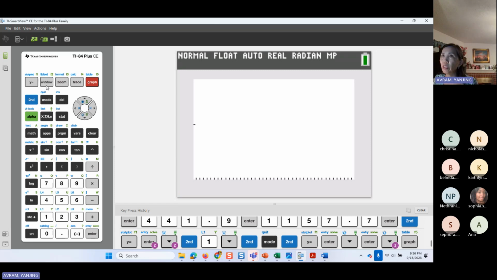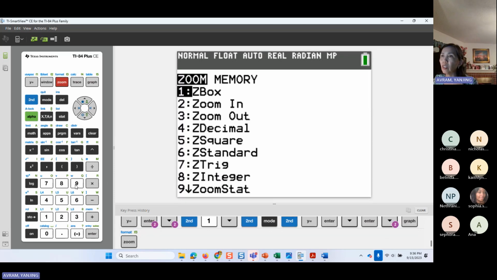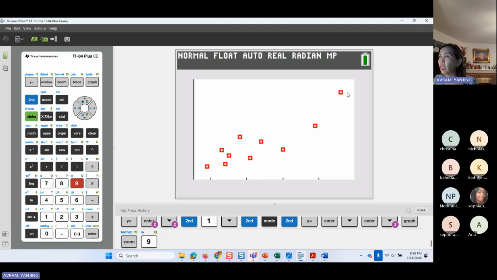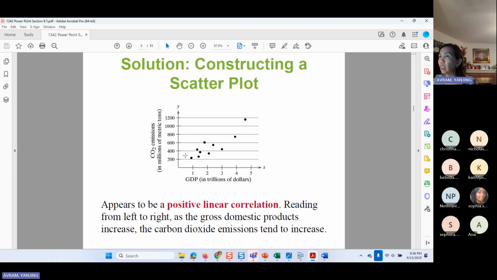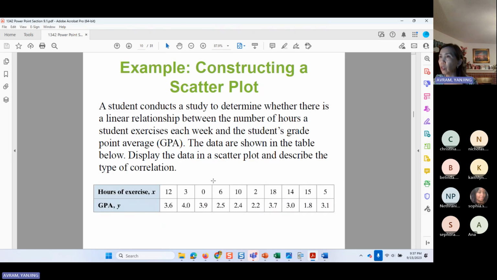When you hit graph, if you don't see anything, go to zoom. Zoom number 9 is ZoomStat. Now we can see this. This is our scatter plot. That should be a linear relationship. It looks like when GDP goes up, the carbon dioxide, CO2, also goes up. So that is the scatter plot we have here. You can see this one is a positive linear correlation. And then we're going to use an equation to describe this.